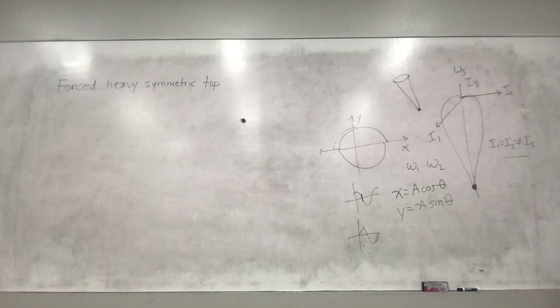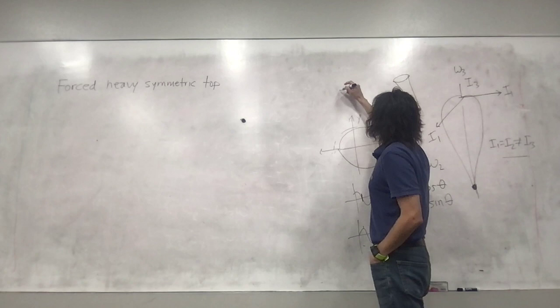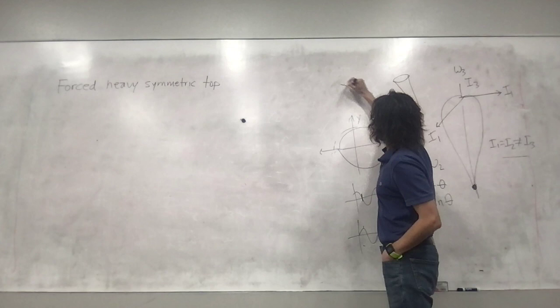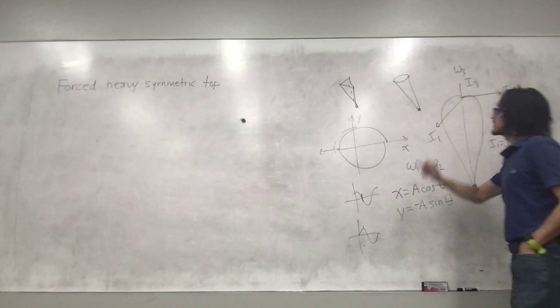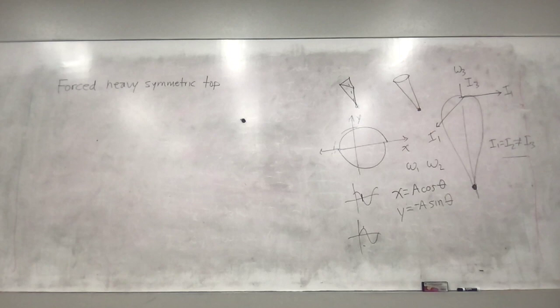I wonder, what will happen if instead of this symmetry you have something like this? So instead of having a circle, you have a triangle. Will the physics still hold? Yeah, because it's still symmetric. Maybe if it's an equilateral triangle, then it's still symmetric.